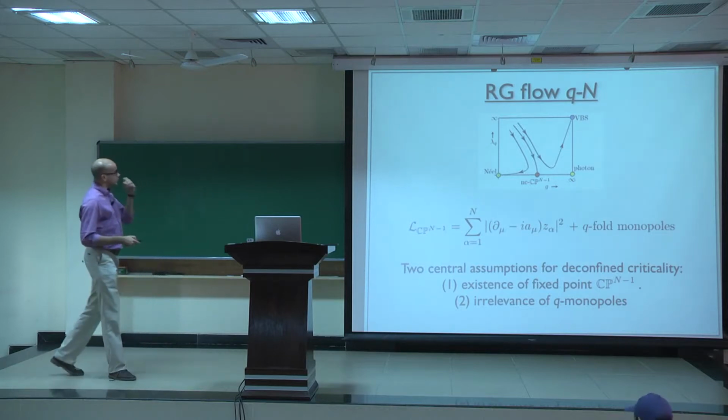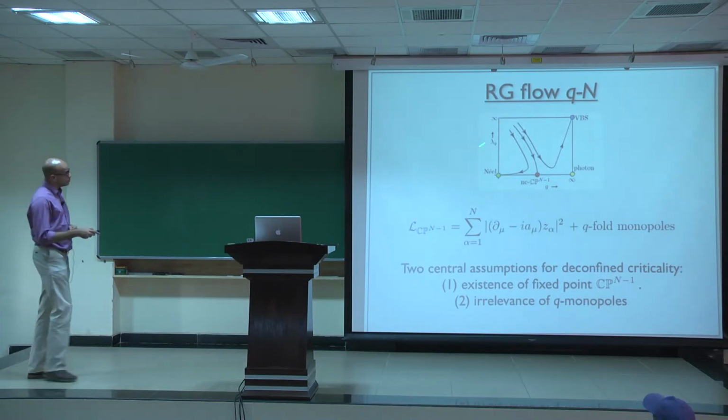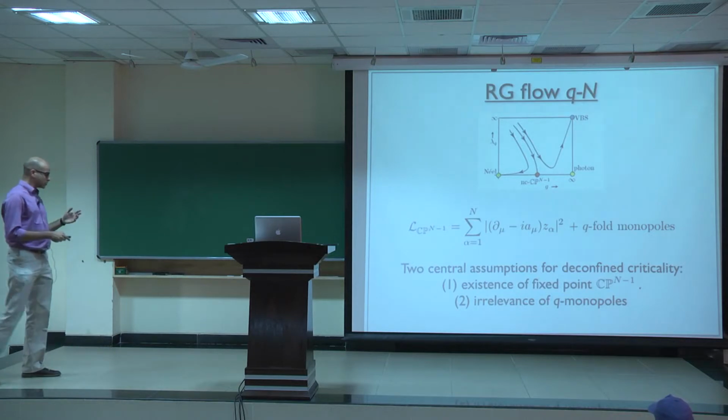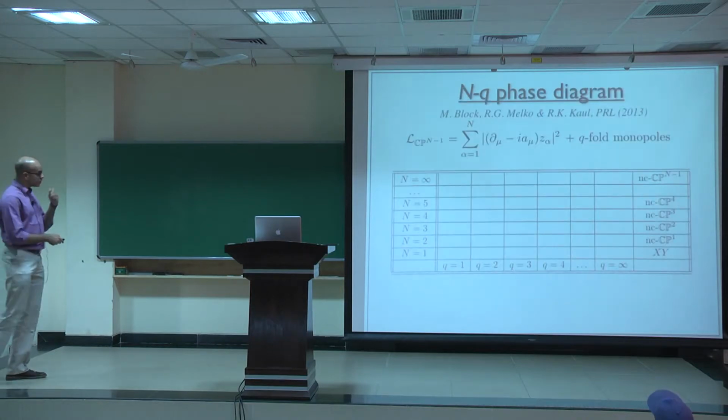So what we wanted to ask is, now imagine that you can take any value of n, and imagine you have lambda_q. So we will study this field theory with q-fold monopoles, not just 4-fold monopoles, but we let q be any integer. And we'd like to ask whether lambda_q is relevant or irrelevant at this fixed point, which is described by this field theory. So again, to have deconfined criticality, not only do you need the existence of this fixed point, but you also require that these monopoles are irrelevant at the fixed point.